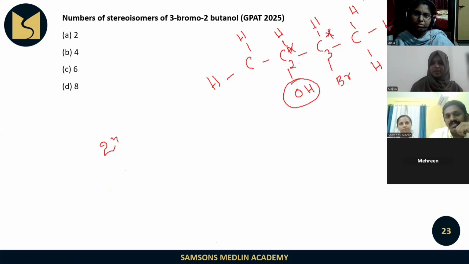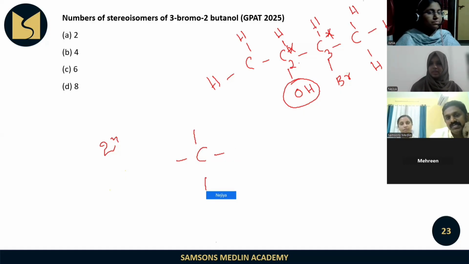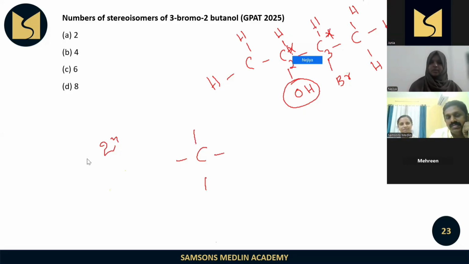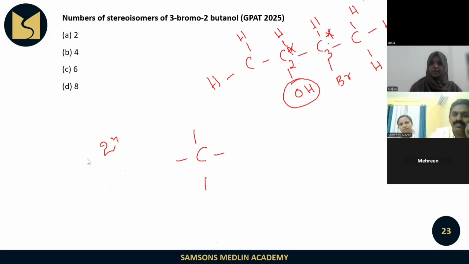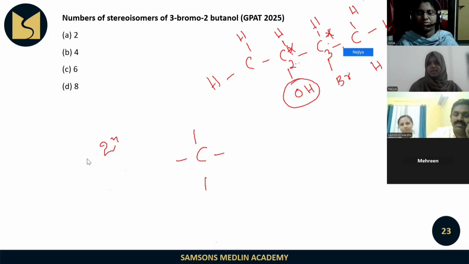Then what is a chiral carbon atom? The chiral carbon atom, or asymmetric center, or stereogenic center, is a carbon atom that is attached to 4 different groups. You can see here, this is a chiral carbon atom, and the third carbon also is a chiral carbon atom. Here, all the valencies of the carbon atoms are filled with 4 different functional groups. So we can take C2 and C3 as chiral centers.